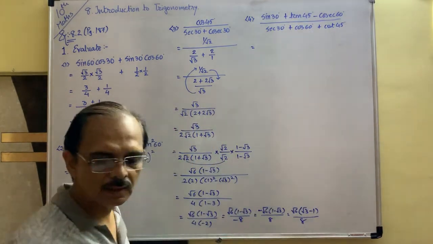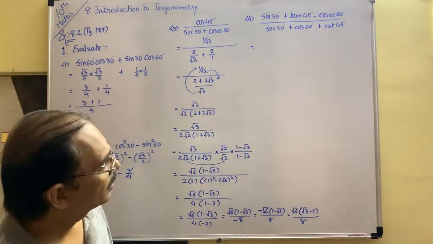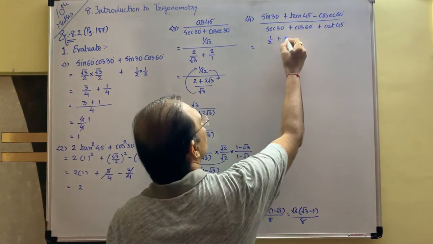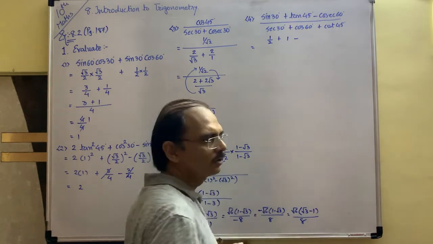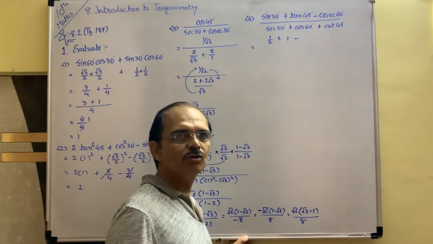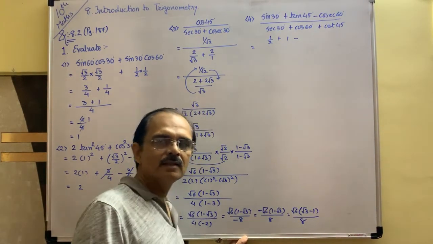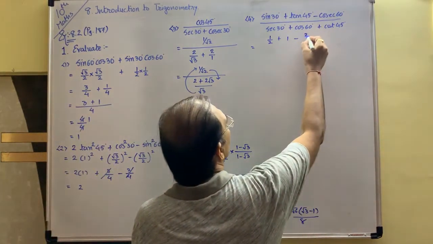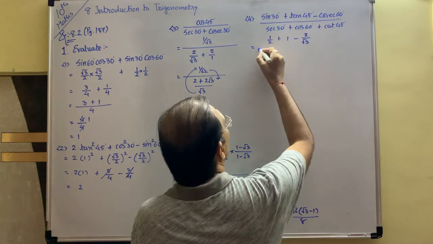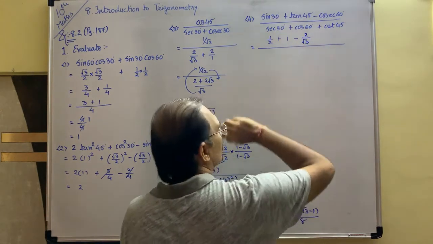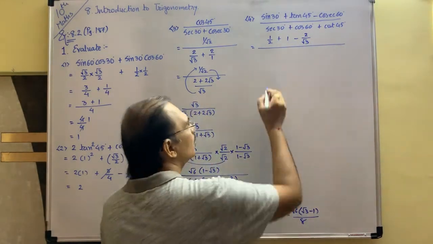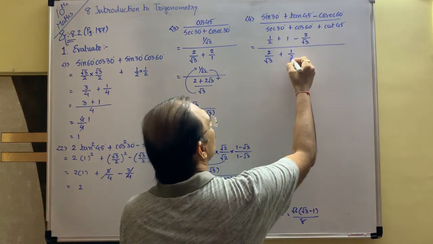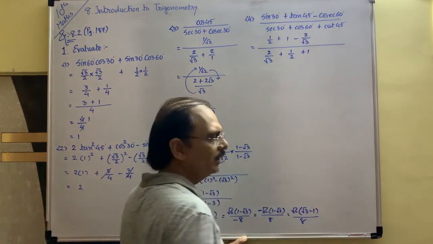Place the value and try to simplify. See, sin 30 from the table is 1 upon 2, tan 45 is 1, minus cosec 60. Think about sin 60: sin 60 is root 3 by 2, so cosec 60 is 2 upon root 3, divided by sec 30. Sec 30 is also 2 upon root 3. Cos 60 is half and cot 45 is 1.